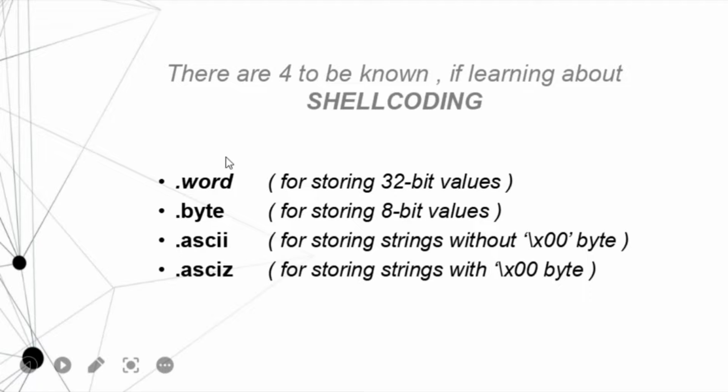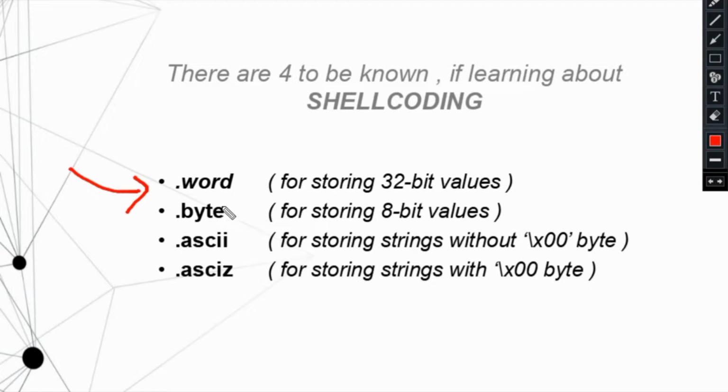There are four in total that we can use in our program, whether it is a normal ARM program or a shellcode program. Those are .word, which is used to store 32-bit values, .byte, which is used to store 8-bit values, and .ascii and .asciz, which are used to represent a string with a slight difference. With .ascii we can declare a string without a null byte, and with .asciz we can declare a string with a null byte.